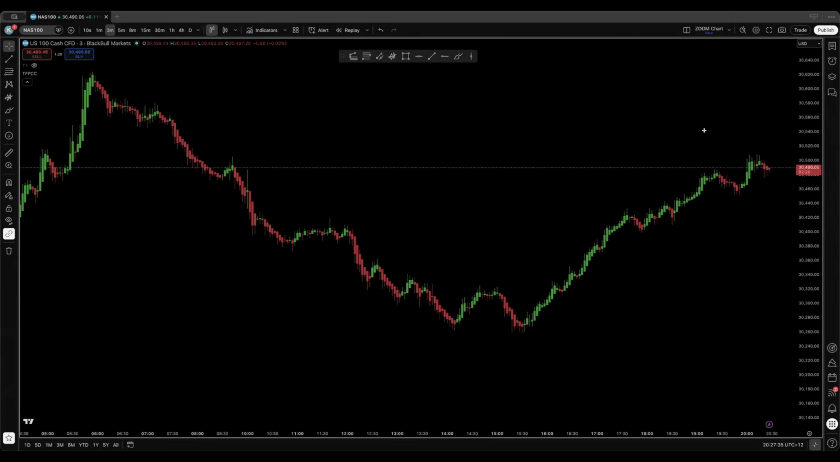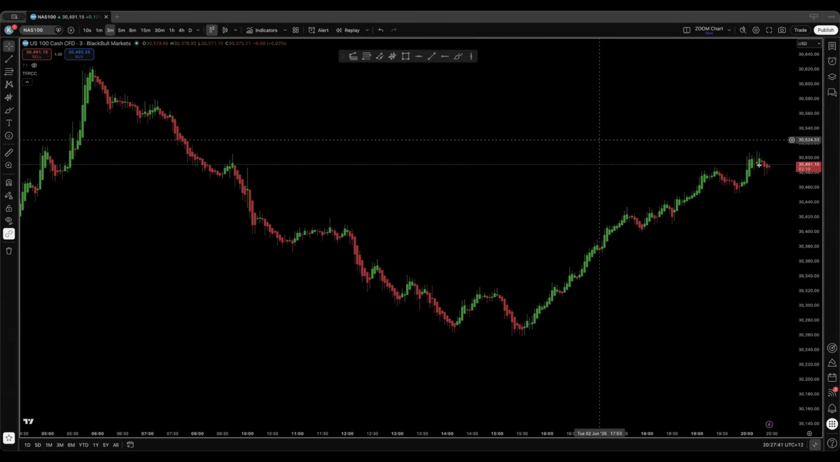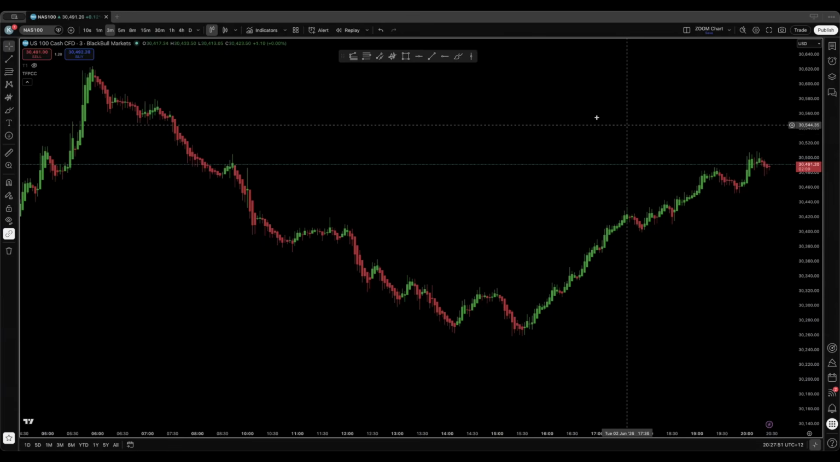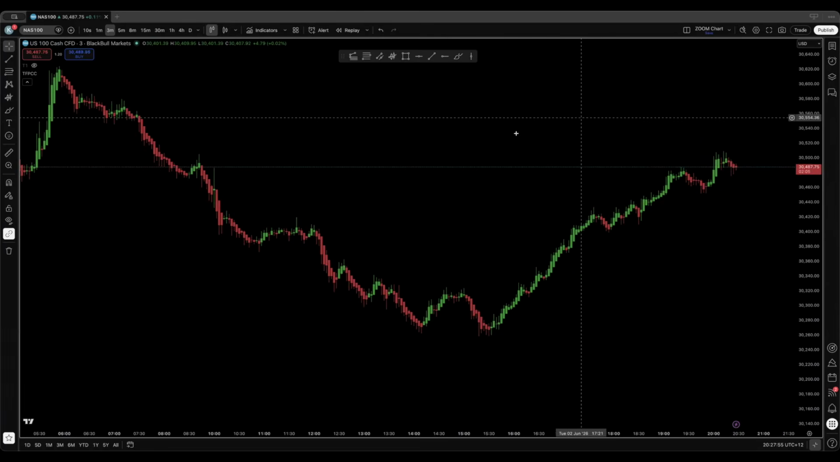Anyway, these are old. They were invented by a guy called Munehisa Homma, a Japanese rice trader in the 1700s. So these candles are 300 years old. It's not a new invention. They've been around for a long, long time. So nothing new, in case you thought they were invented in the last 5 or 10 years. They are 300 years old.